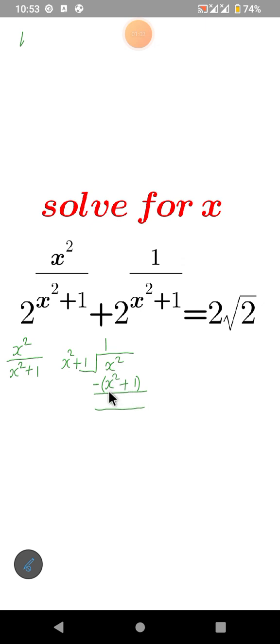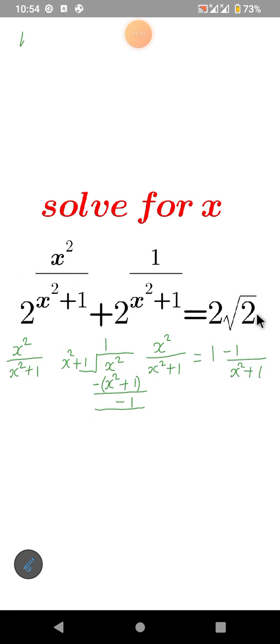Now x squared minus x squared, that's 0. Then we have minus times plus, that's minus 1. So here we are left with minus 1. So I can write this expression, x squared all over x squared plus 1, as equal to 1 first, then minus 1, which is the remainder, minus 1 all over x squared plus 1. So this expression, which is this power, is the same as this.